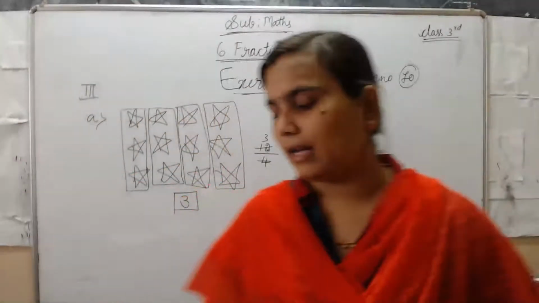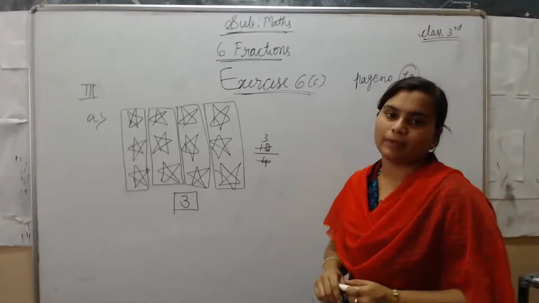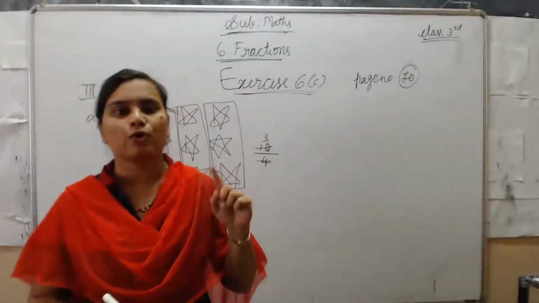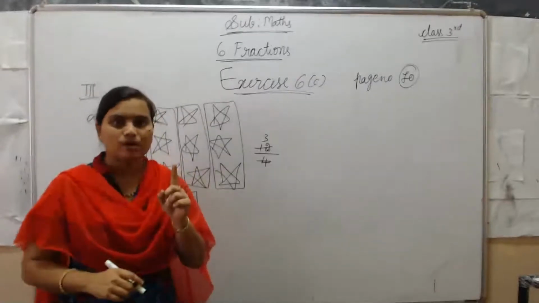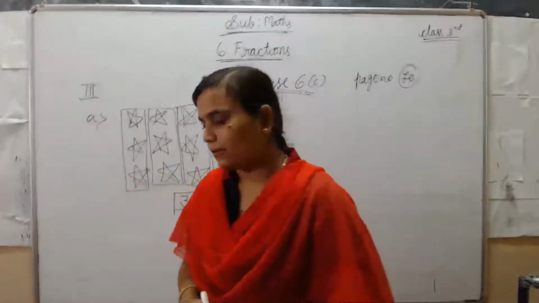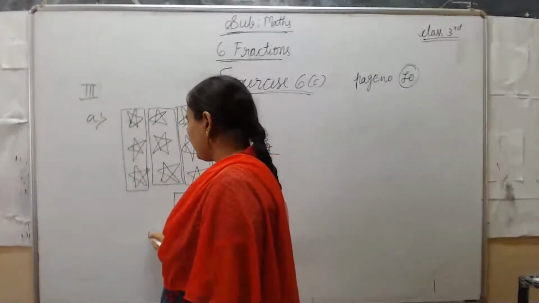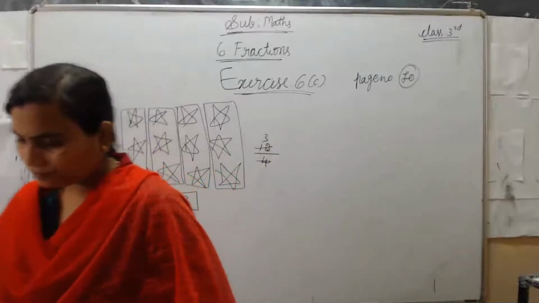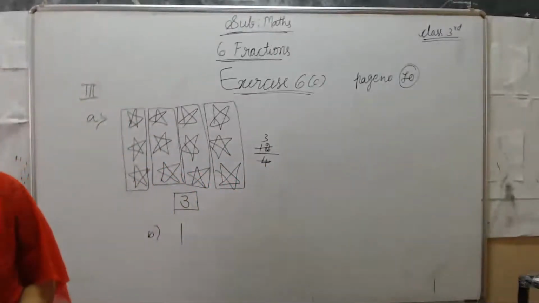B1 is the same example. 4 honeybees are there. 4 honeybees can be divided into 4 equal parts. It's 4 by 4. We get 1 honeybee in each part. So, B1 answer is 1. Okay. Next, 4-1.